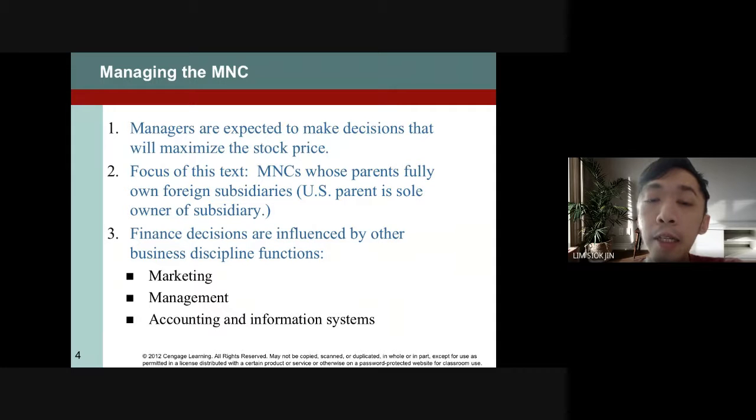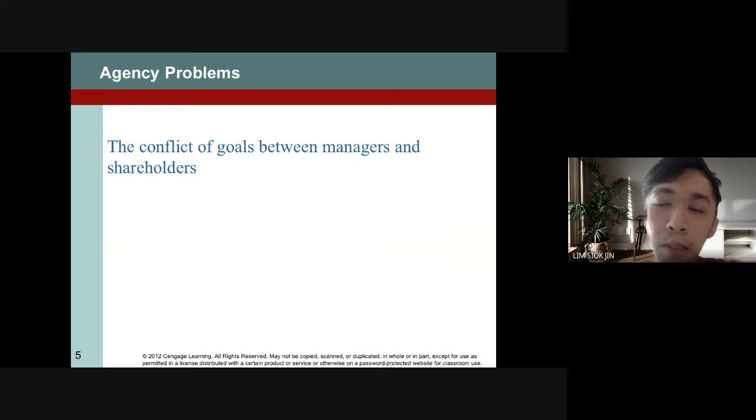So the next one, we see that in order to manage MNCs, financial decisions are important because it influences and will be influenced by marketing, management, and accounting and information systems. They always have problems when it comes to managing a company or MNCs, that there's a conflict of goals between manager and shareholder. So manager get a salary to manage the company. Shareholder pay the manager's salary and wants to get a return. So they have different goals.